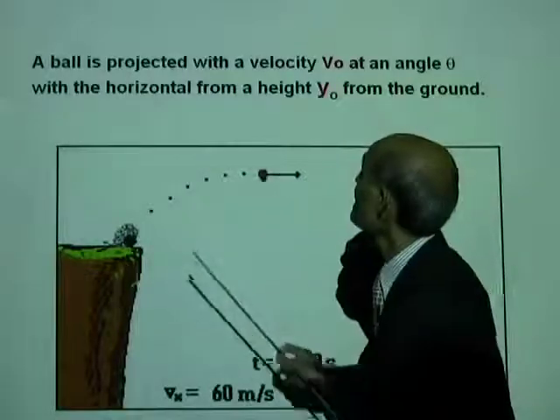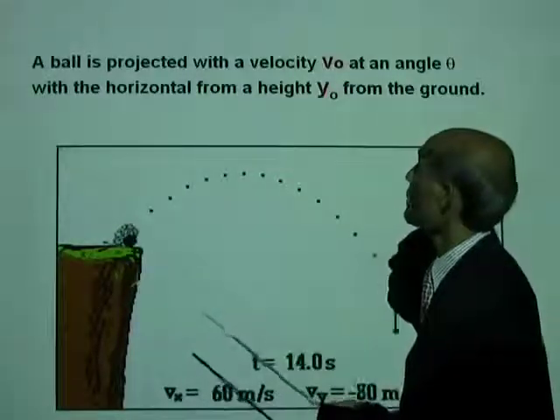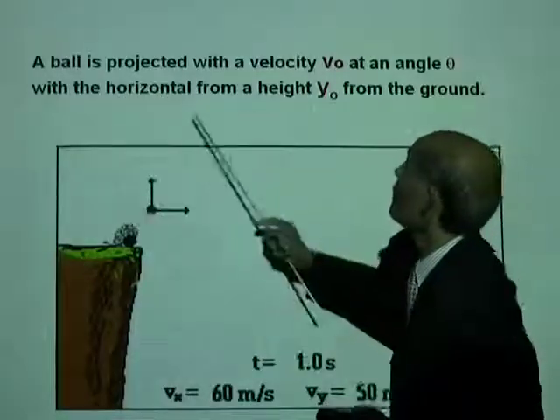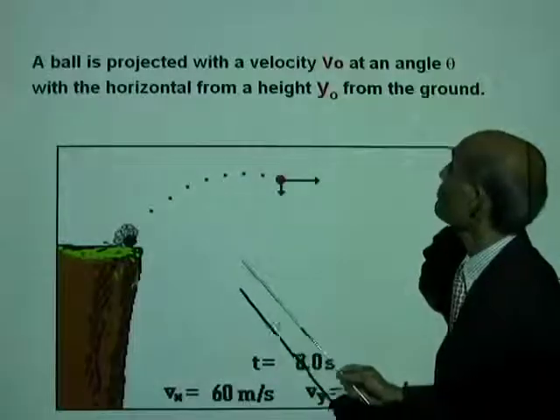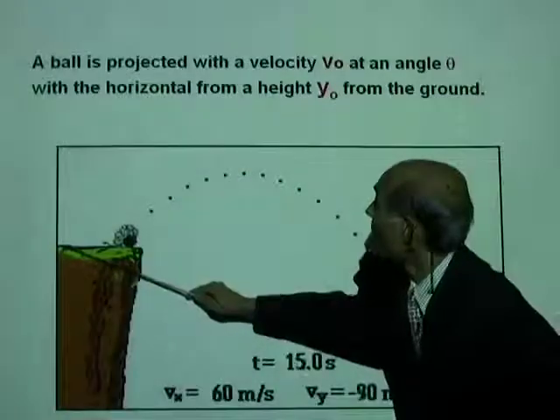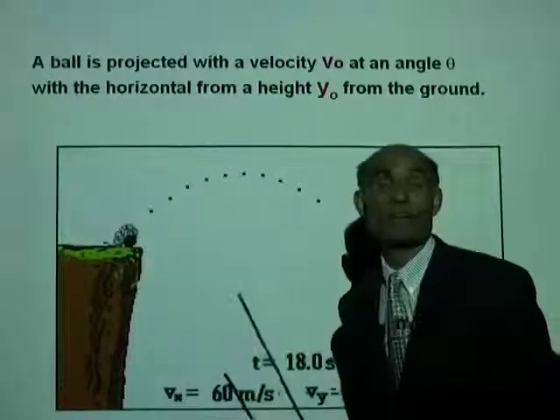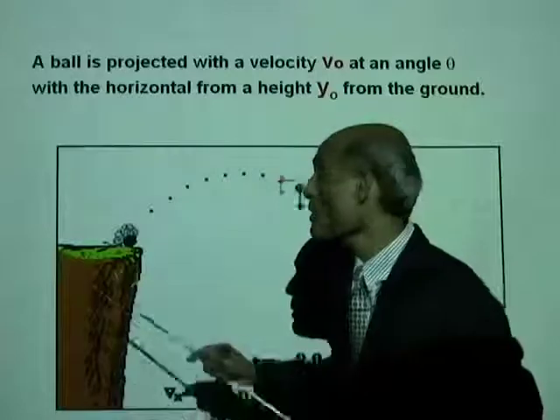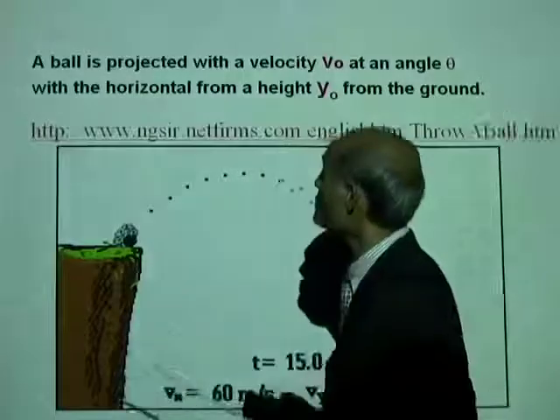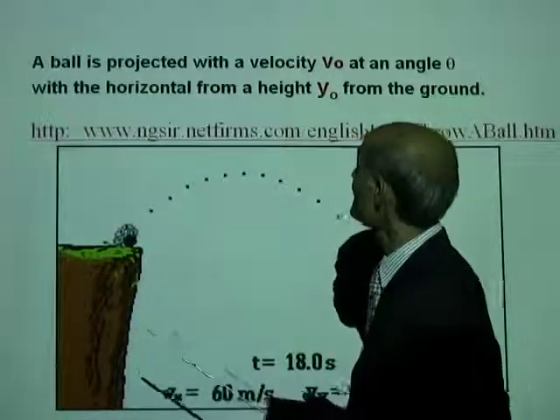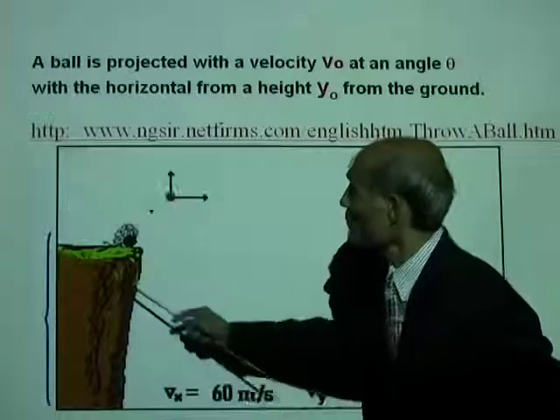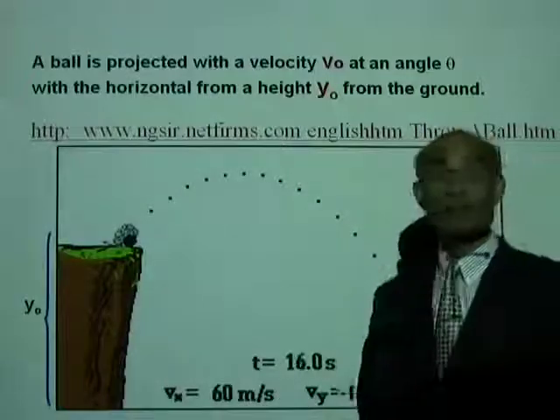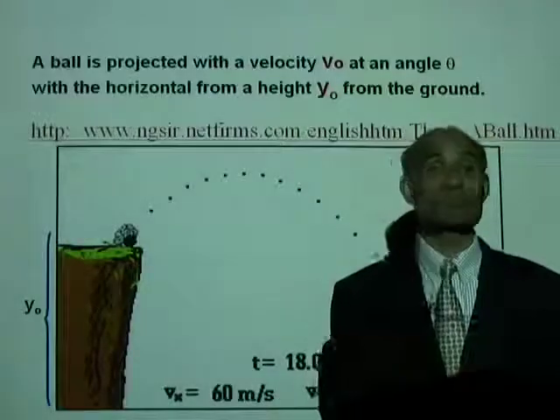Now look at this animation of a projectile at an angle. A ball projected with a velocity v0 at an angle theta with the horizontal from a height y0. This time the ball is not projected from the origin. The ball is projected from a height y0. Alright? So let's have a look at this. This is our y0. So can you now write the y position? What will be the y position?